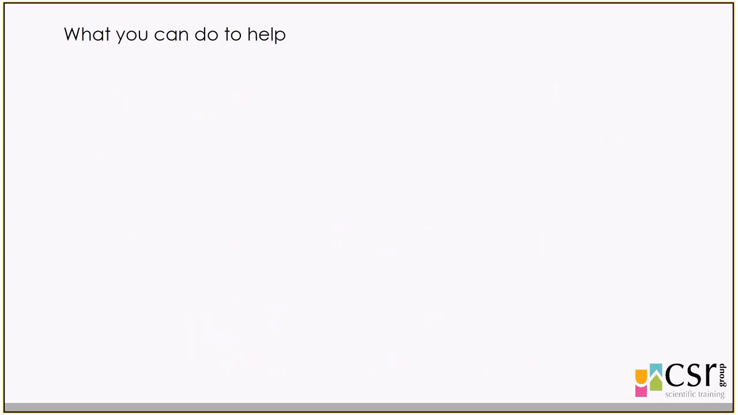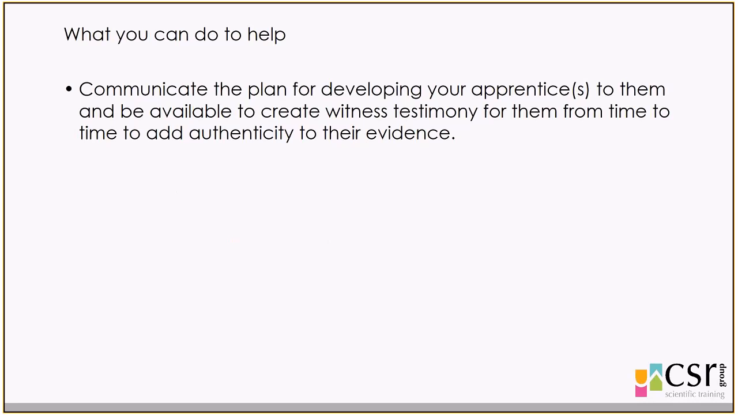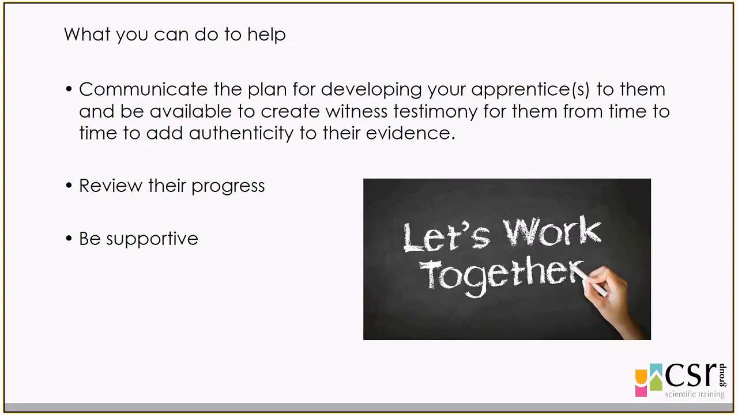So what can you do to help? Well, communicate the plan of how you're going to develop your apprentice so that they're able to create the correct type of evidence at the right time. You could help by creating witness testimony for them and adding evidence to their portfolio, which would obviously add authenticity to the evidence they're gathering. Review their progress. Make sure that they're online and that they're developing appropriately and in line with the competency log, and be supportive.